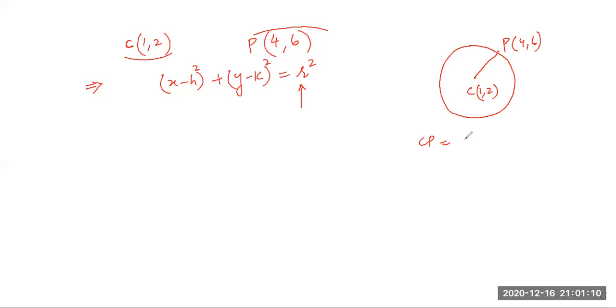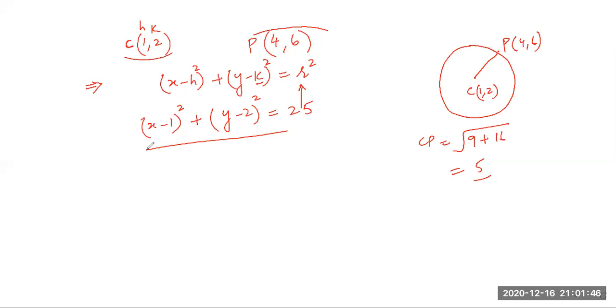We'll calculate this distance. CP is equal to square root of (4 minus 1) square, 3 square is 9, plus (6 minus 2) square, 4 square is 16. That is equal to square root of 25, which is 5. Beautiful. So it will be (x minus 1) whole square plus (y minus 2) whole square is equal to 25.